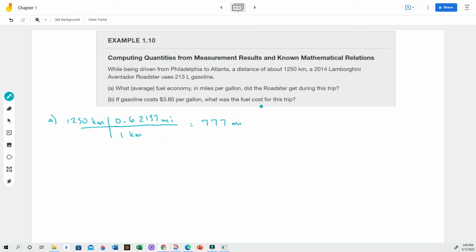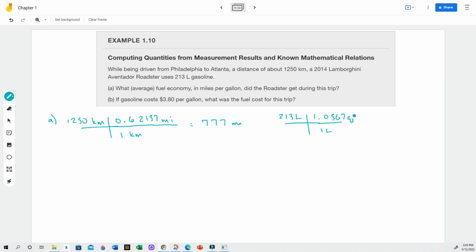Let's go ahead and change our liters here into gallons. So I have 213 liters. Again, I am using the conversion factors found in your textbook. I want my liters to cancel, so I'm going to first convert it to quarts.